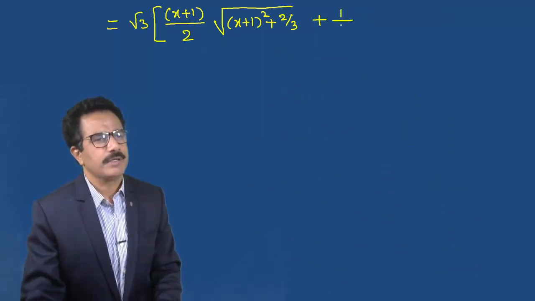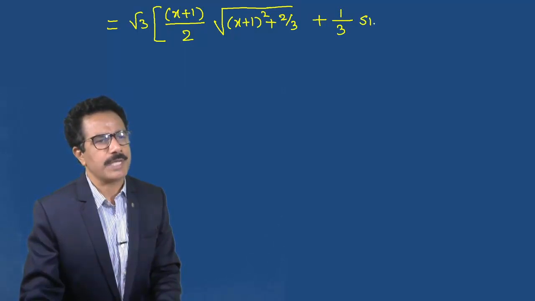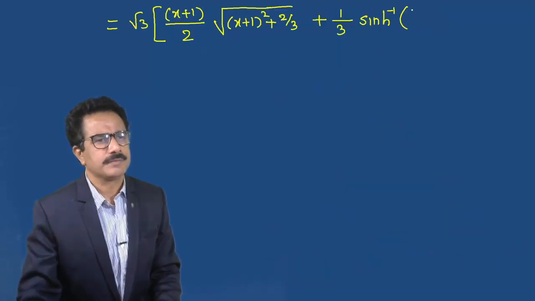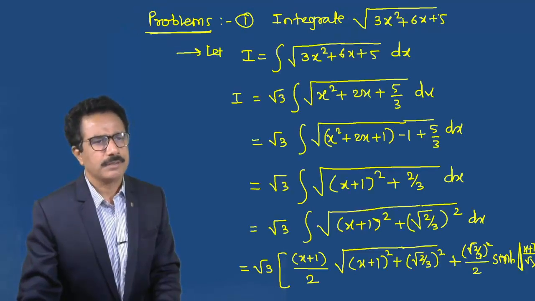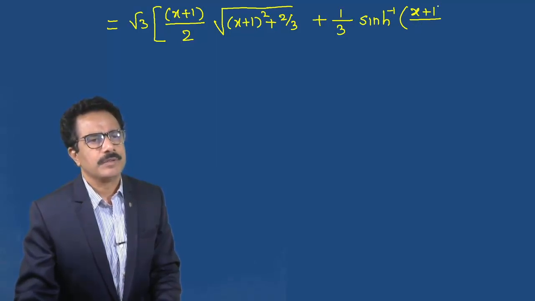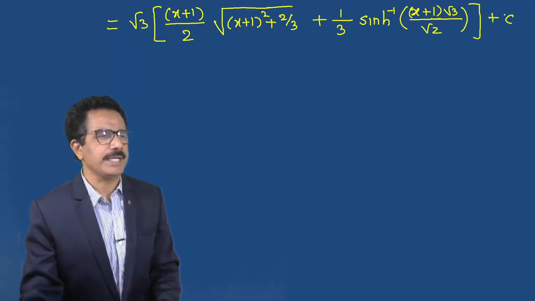We can solve this. 1 by 3 into sinh inverse of x plus 1 divided by x by a means root 3. So this can be written as root 3 by root 2 plus constant of integration c.